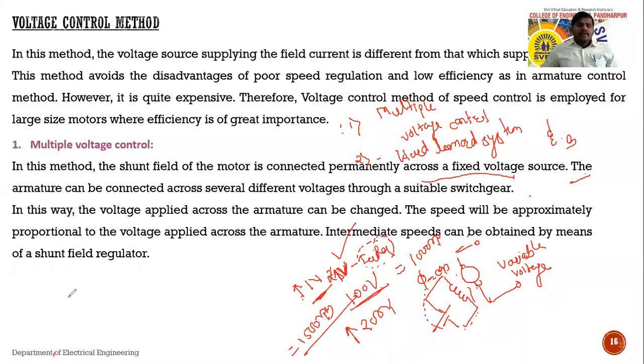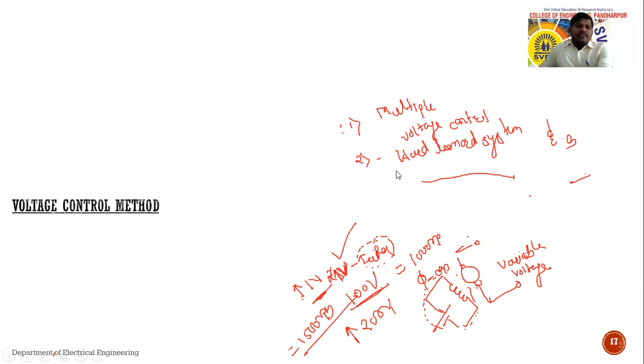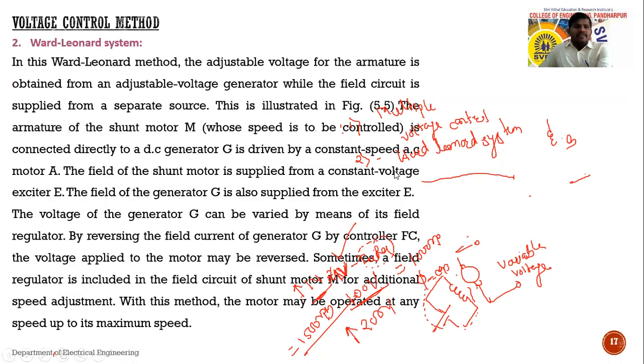Now the intermediate speed can be obtained by means of a DC shunt field regulator. So if we use the shunt field regulator, then we achieve an intermediate speed. Intermediate speed is nothing but a speed in between those two techniques. So this is one technique, the multiple voltage control technique. Now this is not mostly used, this is rarely used.